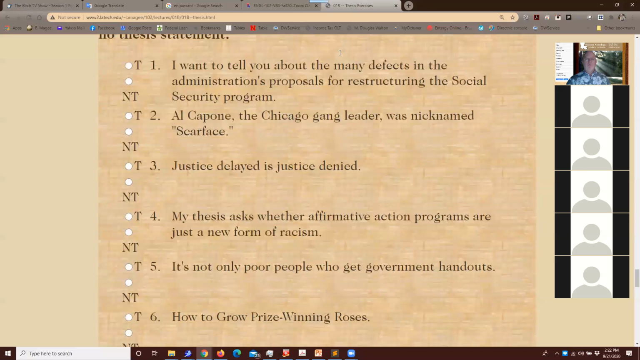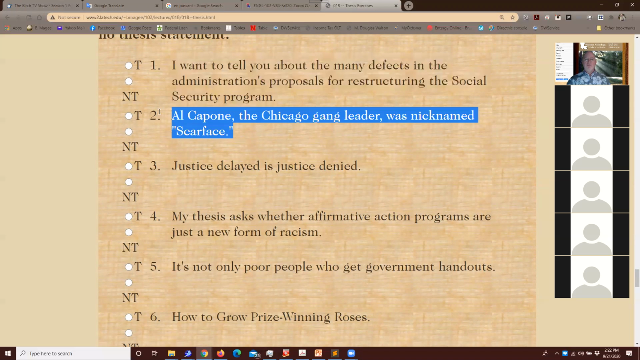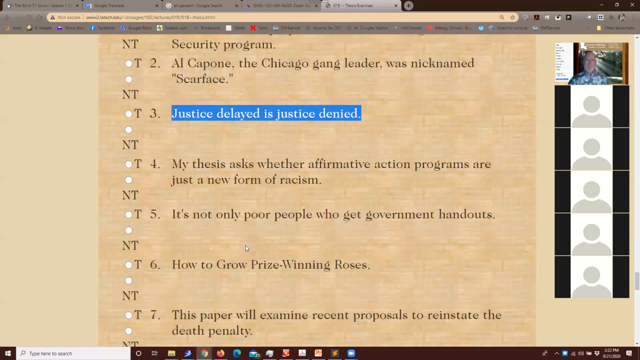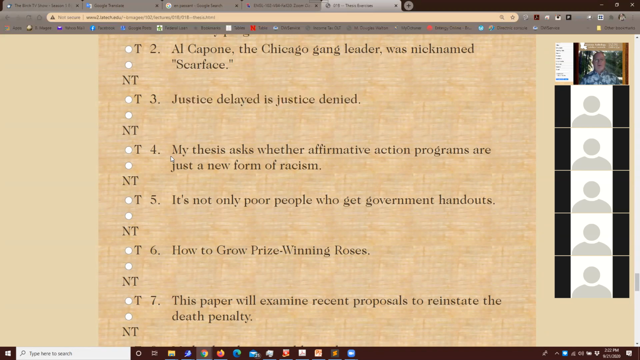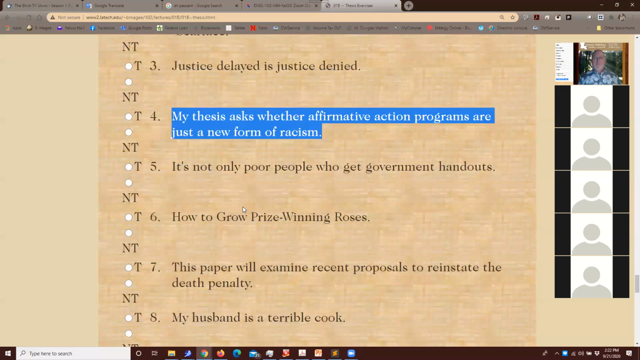All right, so number one, content was okay, form was wrong. Number two, the form is okay, the content is wrong. Number three, you've got both the form and the content. All right. Duran, read number 4 for us. My thesis asks whether affirmative action programs are just a new form of racism.